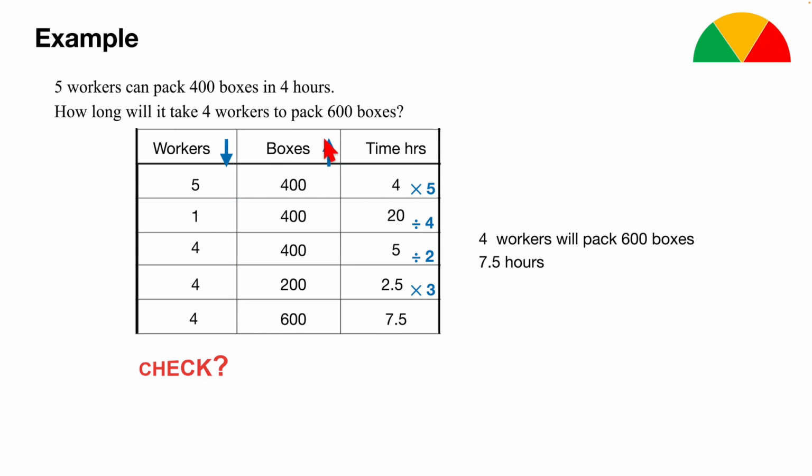Boxes on top because it's pushing up, workers and time below. Boxes over workers times time. 400 over 5 times 4, 20, equals 20. 600 divided by 4 times 7.5, that's 30. 600 over 30 is 20. Very happy with that. Right, as I say, that check's tricky. If you don't like it, don't do it. Just make sure you get the rest right.